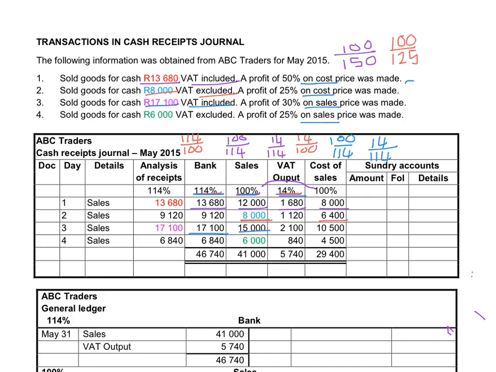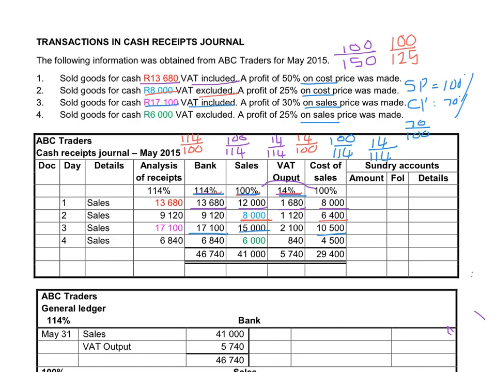That means sales price equals 100, the profit is 30, so the cost price will be 70%. The sales price is given as 15,000. So if we want to calculate the cost price, the one that I want, 70, divided by the one that I know, 100, times 15,000, and that will give me the cost price as 10,500.